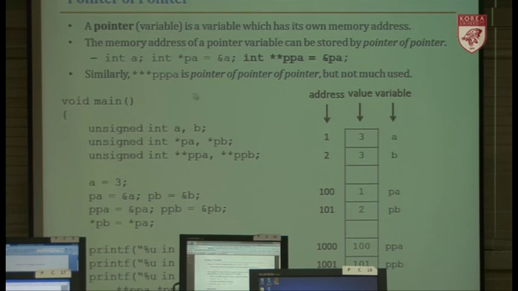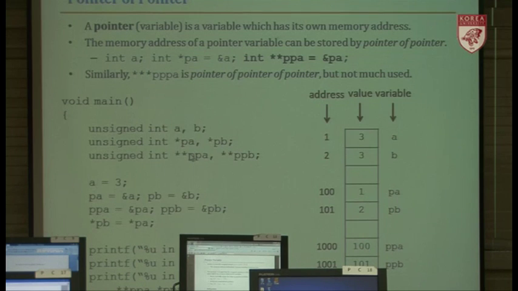Okay, so let's see this example. In this example, we declare unsigned integers a and b. Then we also declare unsigned integer pointer variables pa and pb using star marks here. Then we also declare unsigned integer pointer-of-pointer variables ppa and ppb using two star marks, two asterisk marks.